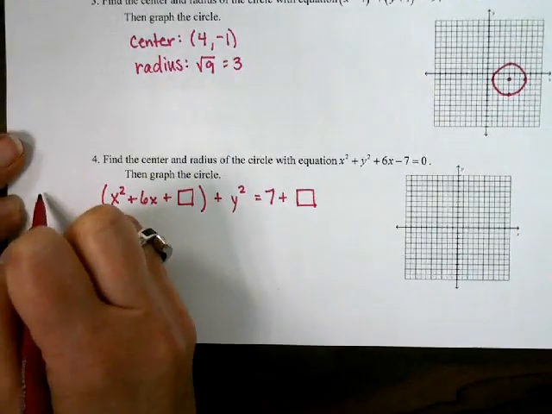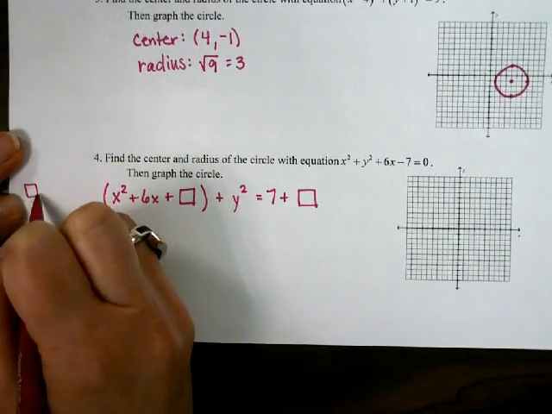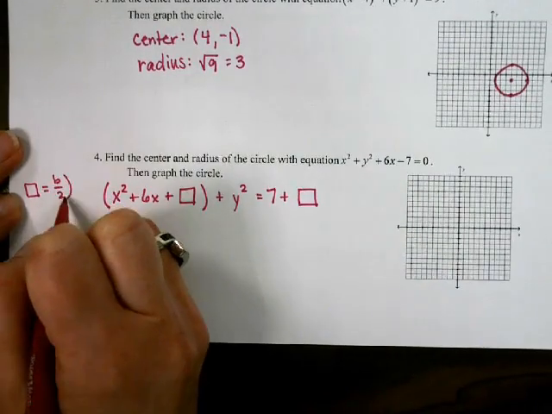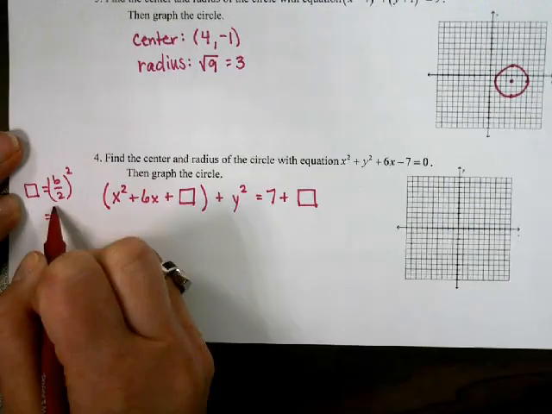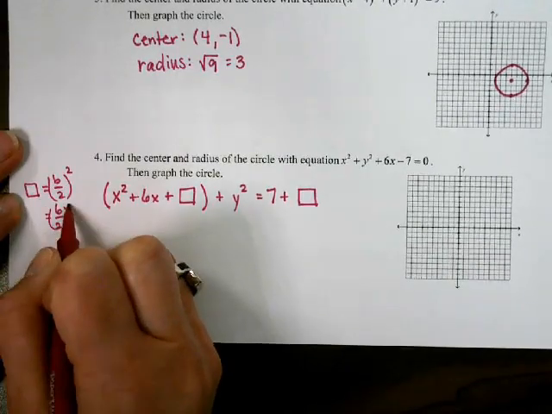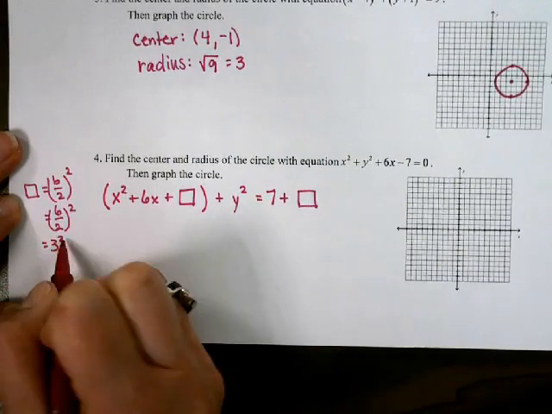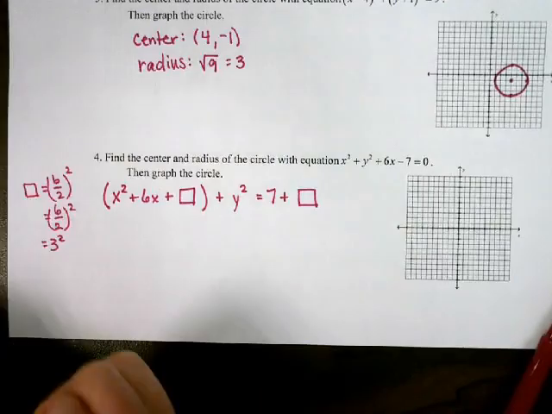Okay, remember the formula for finding out what goes in the box. b divided by 2 and squared. 6 divided by 2 squared is 3 squared. So I'm going to put a 9 in each one of my boxes.